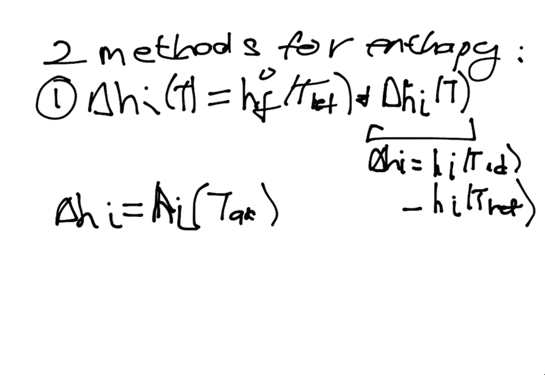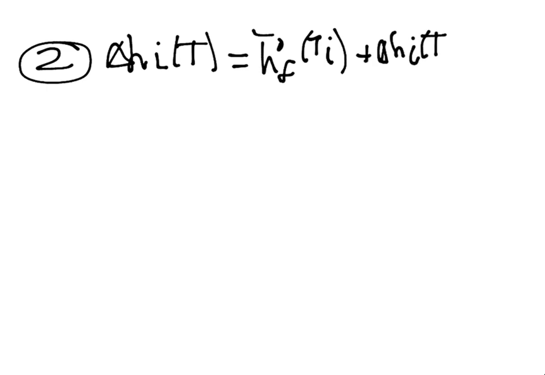However, because we are solving this by hand, we are going to use the second method, which is delta H_i(T) is equal to the heat of formation at reference temperature, or T_i, plus delta H_i.